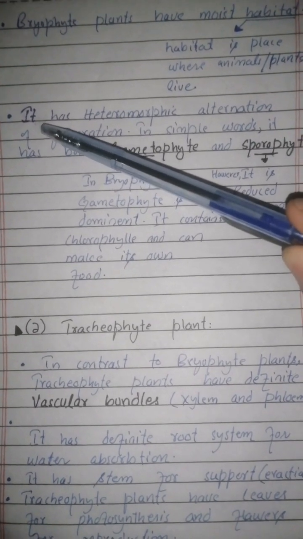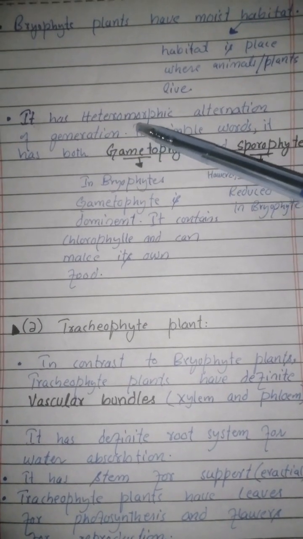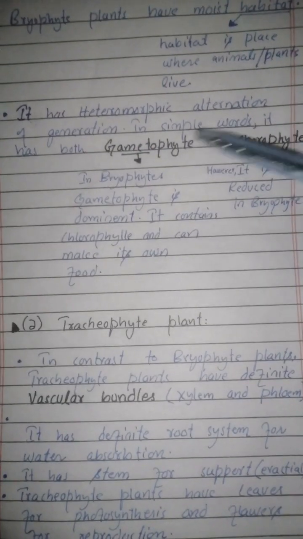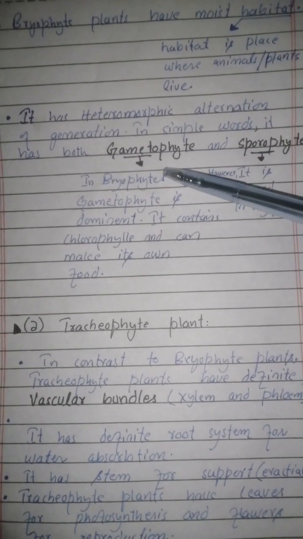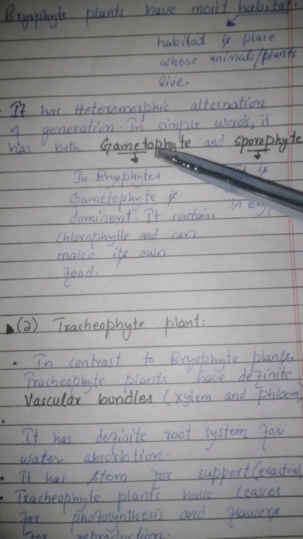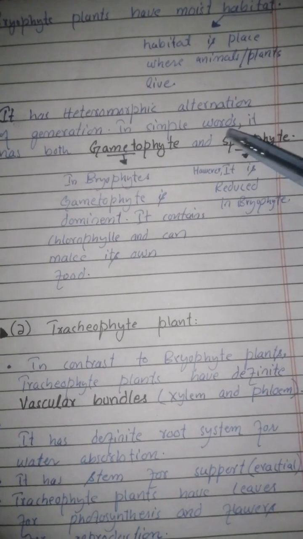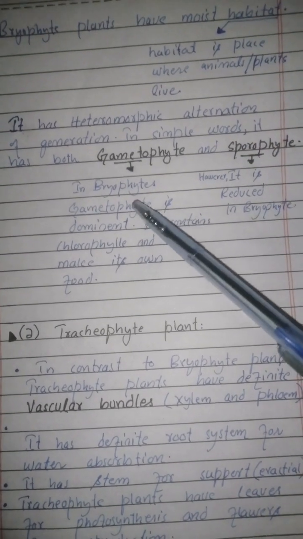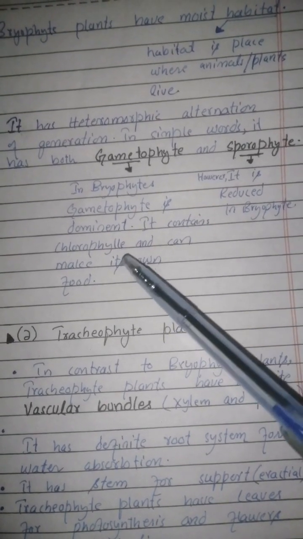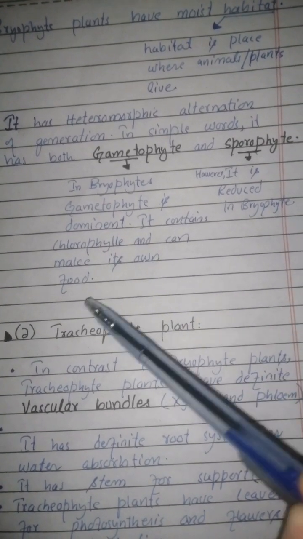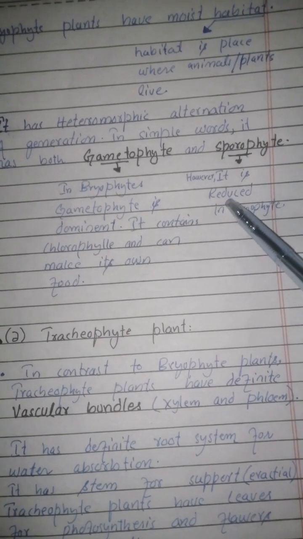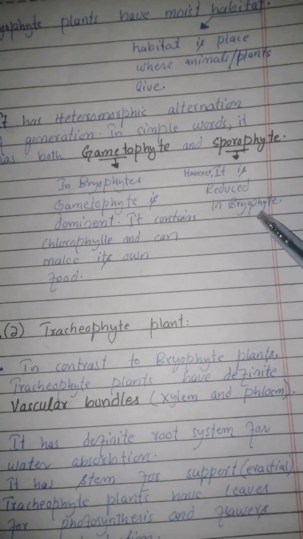Now bryophyte plants have a heteromorphic alternation of generation. In simple words, they have both gametophyte and sporophyte. Now, what is the meaning of gametophyte and sporophyte? In bryophyte, the gametophyte is dominant. It contains chlorophyll and can make its own food. The sporophyte, however, is reduced in bryophyte.